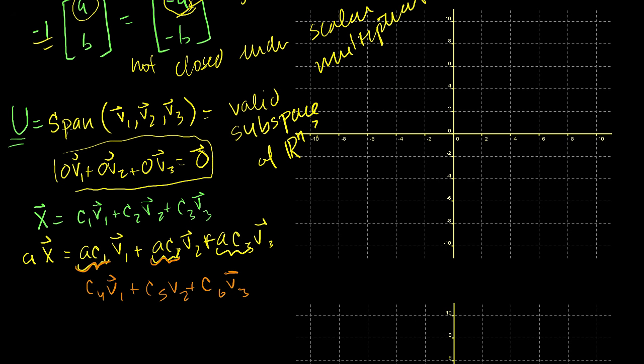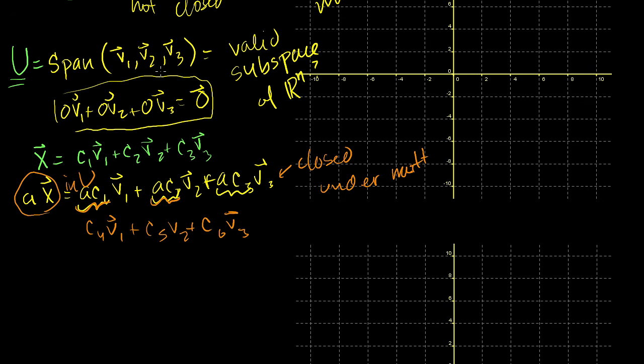The span is the set of all of the linear combinations of these 3 vectors. So clearly, this is one of the linear combinations, so it's also included in the span. So this is also in U. It's also in the span of those 3 vectors. So it is closed under multiplication. Now we just have to show that it's closed under addition, and then we know that the span of, I did 3 here, but you can extend it to an arbitrary n number of vectors, the span of any set of vectors is a valid subspace.